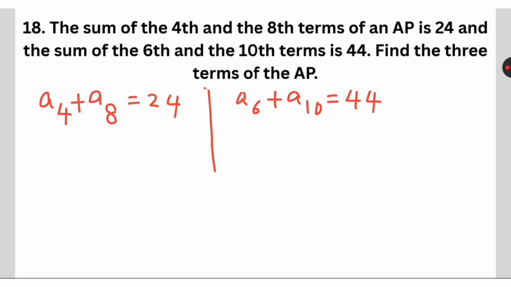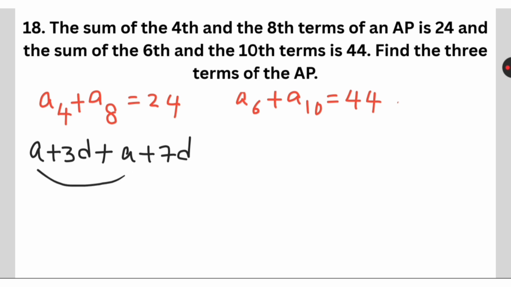To write the arithmetic progression, what do we need? We need first term and common difference. If you know first term and common difference, you can easily write the 3 terms. So using these two equations, let's find out the first term and common difference. A4 is nothing but A plus 3D. A8 is nothing but A plus 7D. Here we have A plus A, which is 2A, 3D plus 7D, which is 10D. So 2A plus 10D is equal to 24.